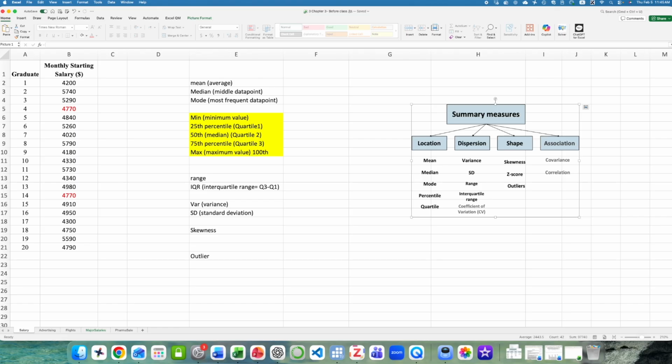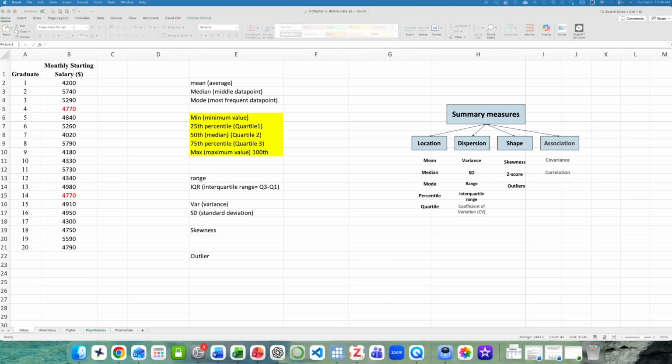Welcome back to another tutorial on business analytics in Excel. Today we learn how to summarize data using Excel. We will cover measures of location, dispersion, shape, and association. To make it simple, we are using a data set of 20 graduates and their monthly starting salary.